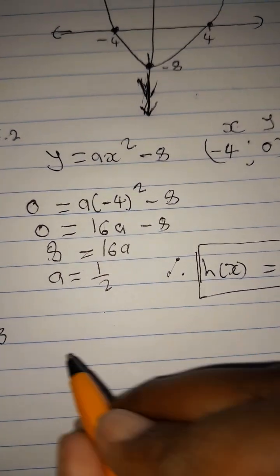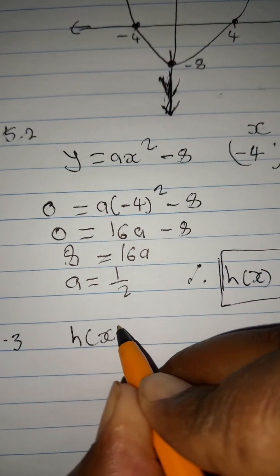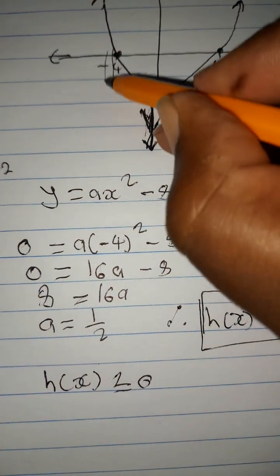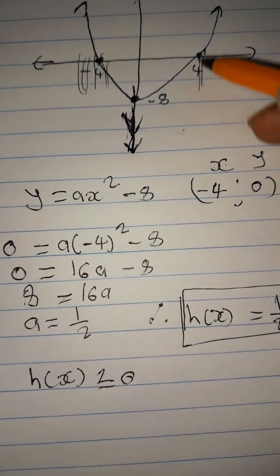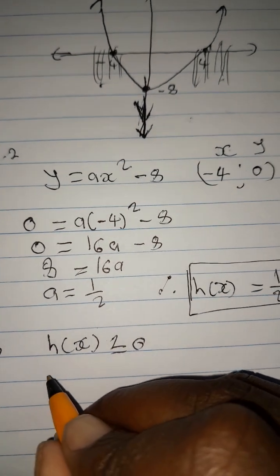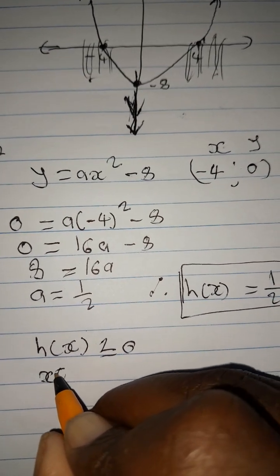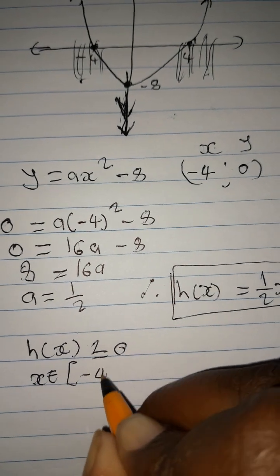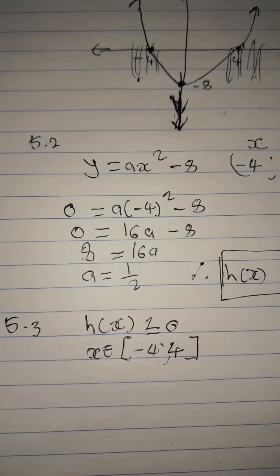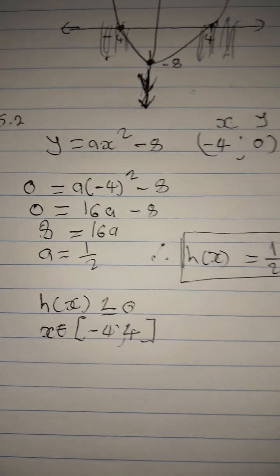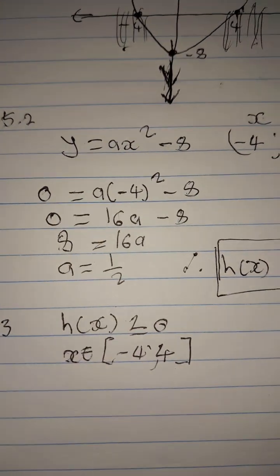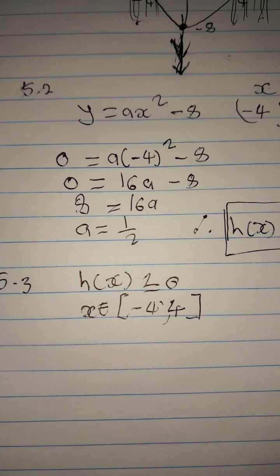So remember at 5.3 they said write down the values of x where h of x is less than or equal to 0, where it's going below. So this is happening here, guys. This is happening here. This is happening here where it goes below. So it's between negative 4 and 4. So meaning that I am going to say x is an element of negative 4 and 4. So this will be my solution for 5.3. Or you can use the other one: negative 4 is less than x but x is less than 4. You can also use that as your alternative for 5.3.